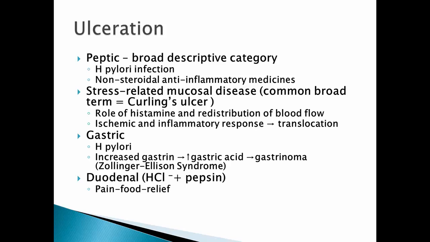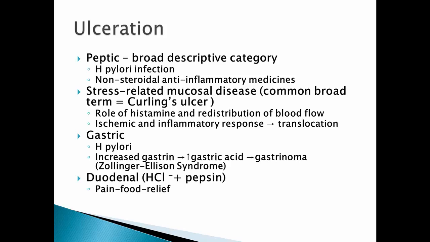Another cause of GI ulceration is actually Zollinger-Ellison syndrome. And I mention this because this is something that is present and maybe is a different reason for a gastric ulcer. What happens in ZE syndrome, or Zollinger-Ellison syndrome, is there is an increase in gastrin. Because of the increase in gastrin, there is more gastric acid, and that then leads to a gastrinoma, which is an abnormal area within the gastric mucosa.